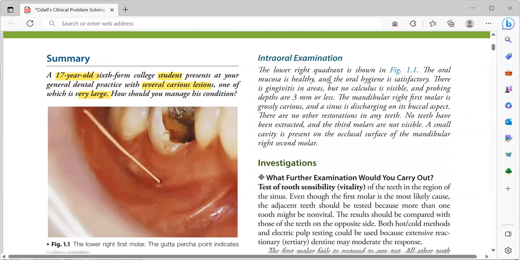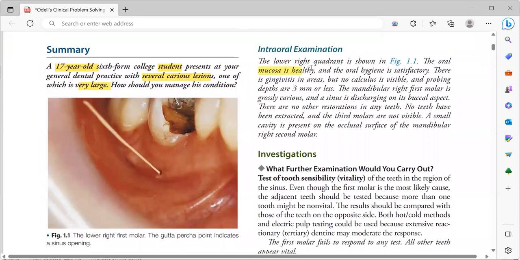Then the intraoral examination. The lower right quadrant is shown in this picture. The oral mucosa here is healthy; as we can appreciate in this picture, it looks healthy, with no redness, bleeding or swelling. The oral hygiene is also satisfactory. There is gingivitis in areas, but no calculus is visible, and probing depths are 3 millimeters or less. So there is only gingivitis, no periodontitis, because there are no pocket depths.